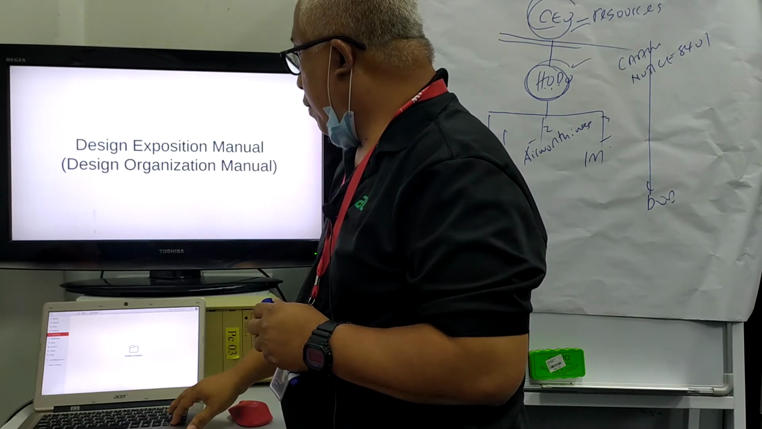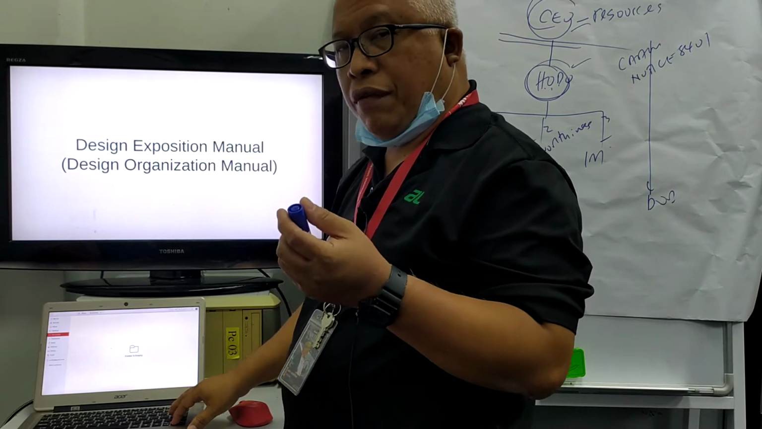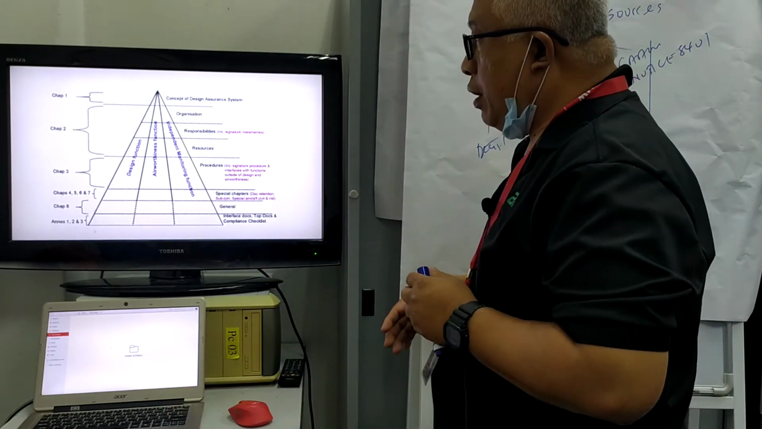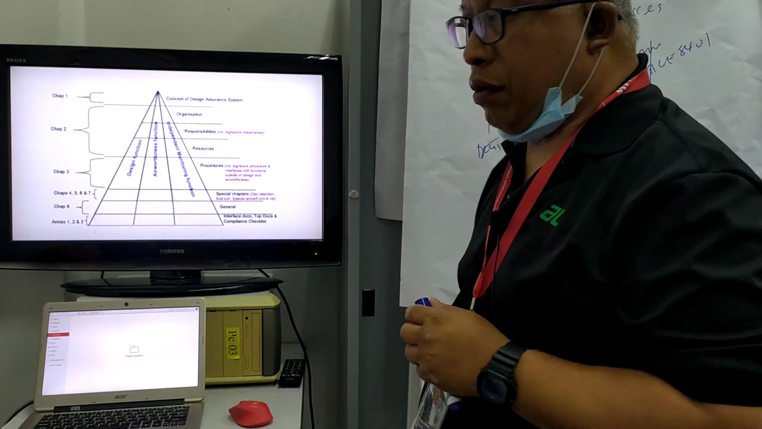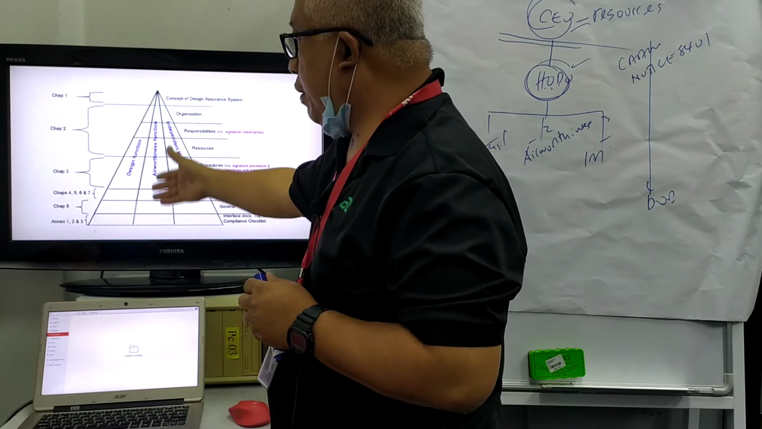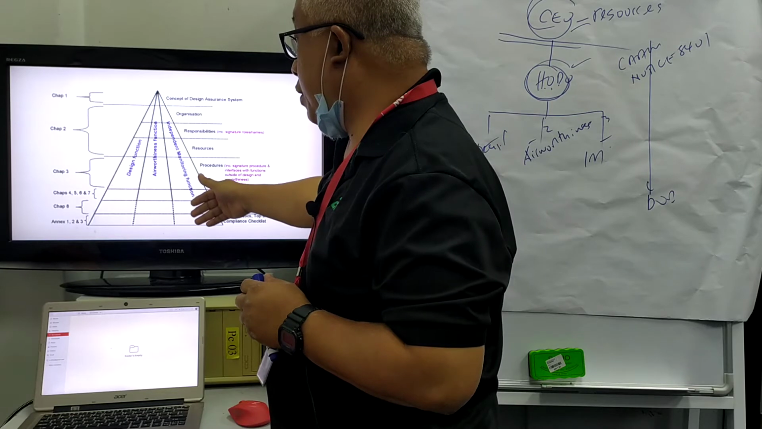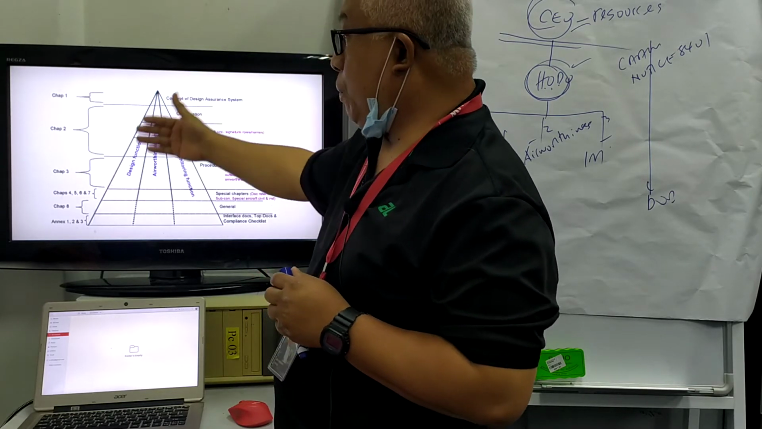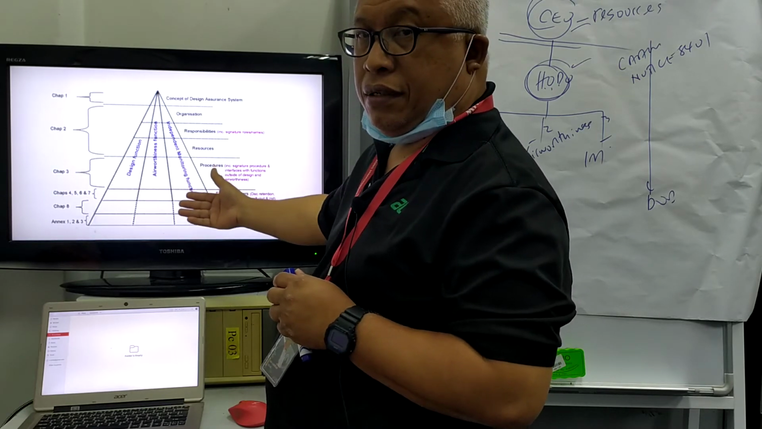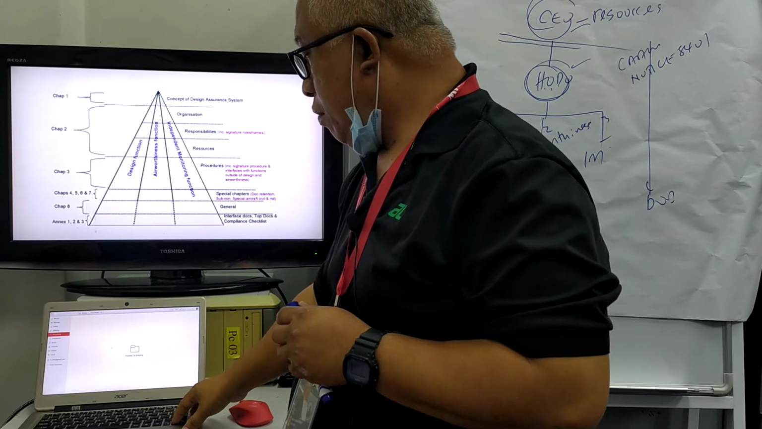Then you have to have the manual. Obviously, when you have an organization, you must have the manual. They call it the design exposition manual or design organization manual, which describes the functions that I've just explained: design function, awareness function, and independent monitoring function. Those 3 functions should be described in the manual, how you do your activity in the organization. It should be recorded in the manual, and the people in the organization must comply.